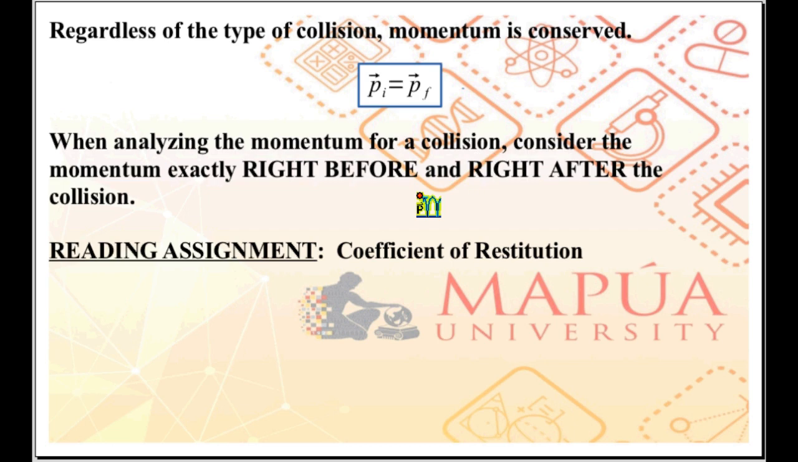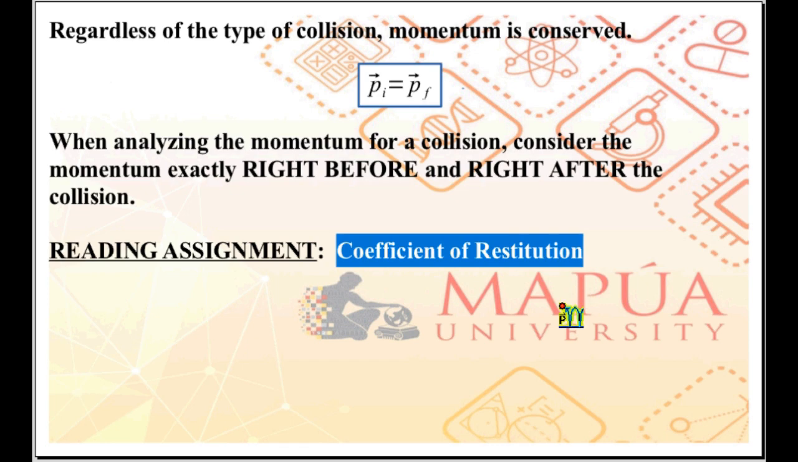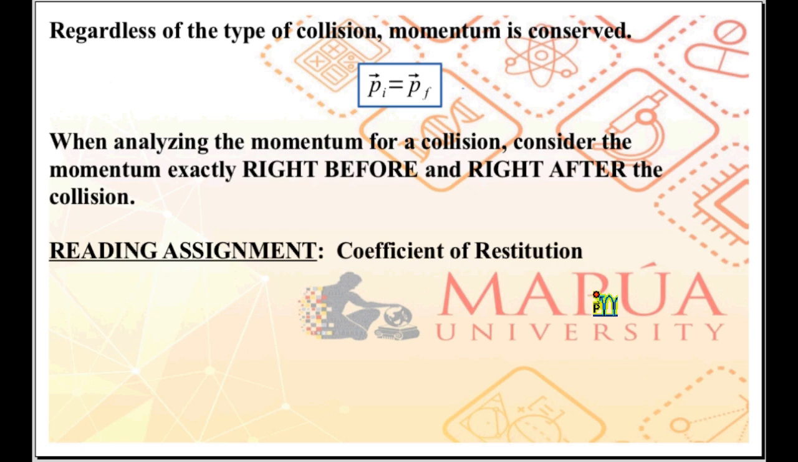For a more complete picture of collisions, you might want to look into the coefficient of restitution. So some of you or all of you might want to consider that as a reading assignment for a more complete picture on collisions. And that's it for now. In the next video, we'll continue our discussion on impulse and momentum by looking at a few examples regarding collisions.